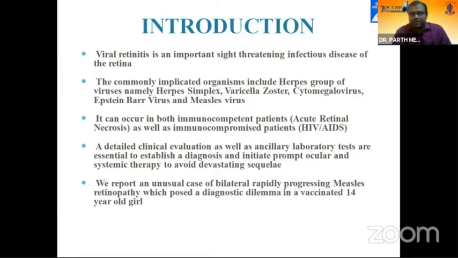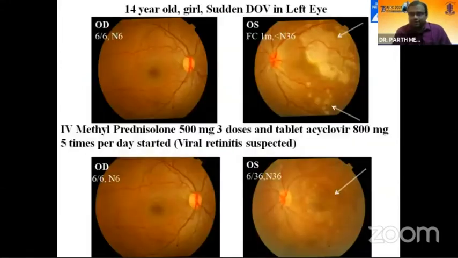We report an unusual case of bilaterally rapidly progressing measles retinopathy in a vaccinated 14-year-old girl. The girl presented to us with a visual acuity of counting fingers 1 meter and less than N36 in the left eye, and 6/6 N6 in the right eye. The color fundus photo of the right eye shows a normal posterior pole. The left eye shows an area of retinitis involving the fovea temporally with satellite lesions along the inferior temporal arcade.